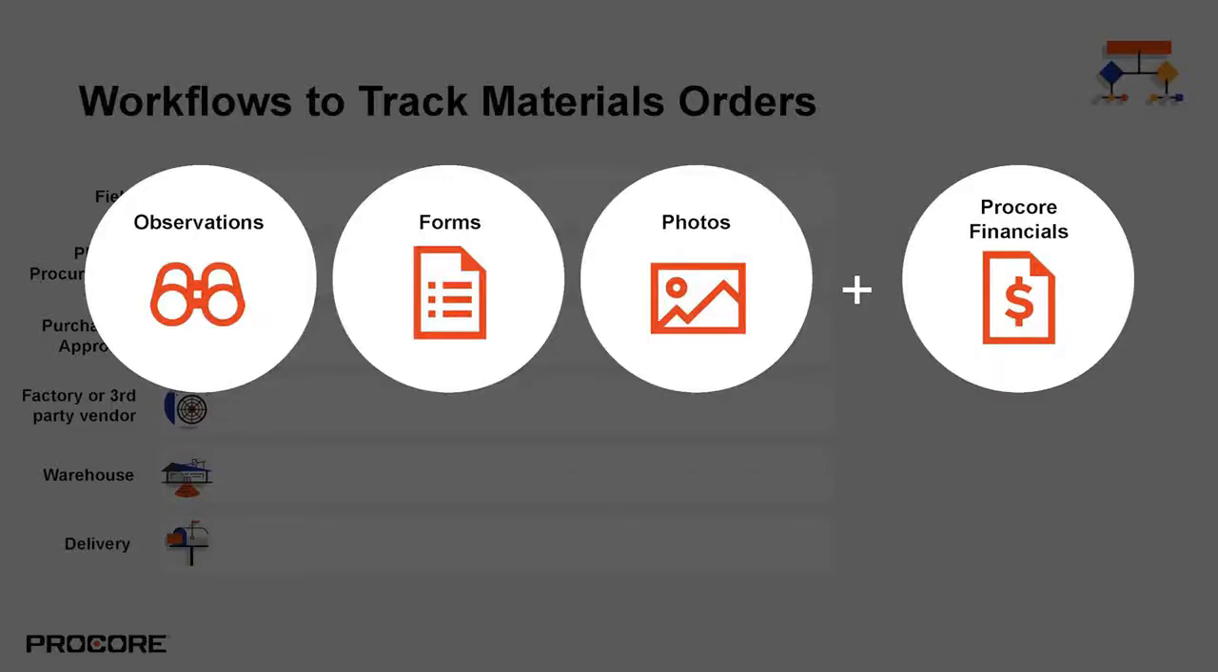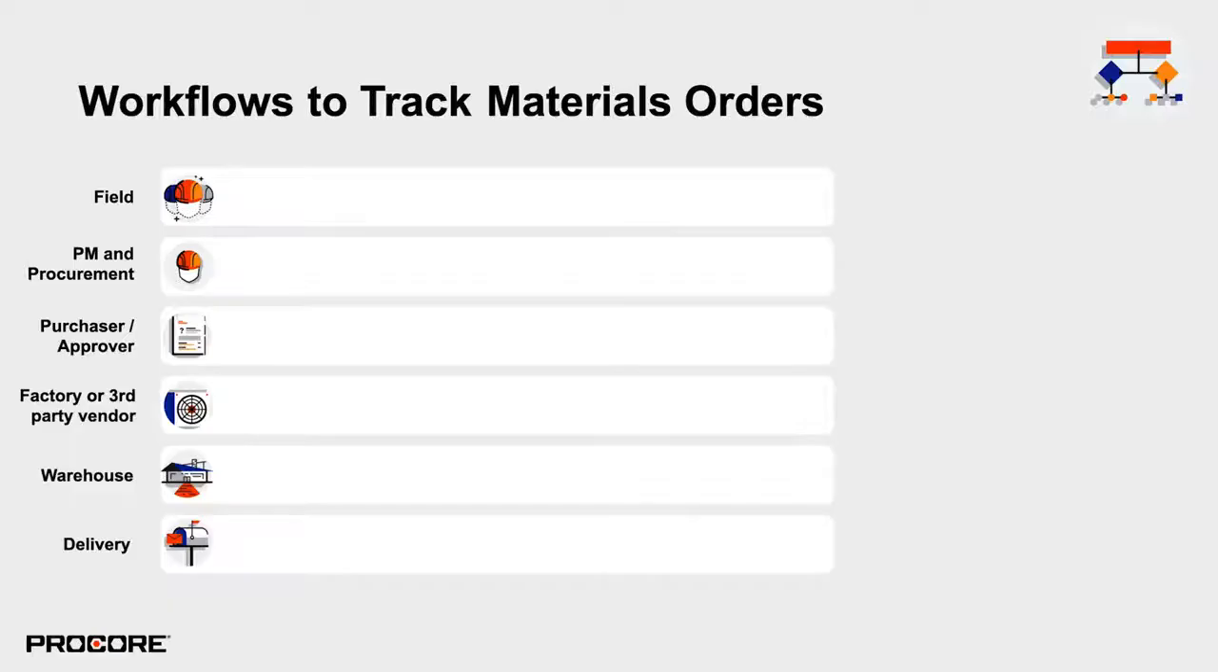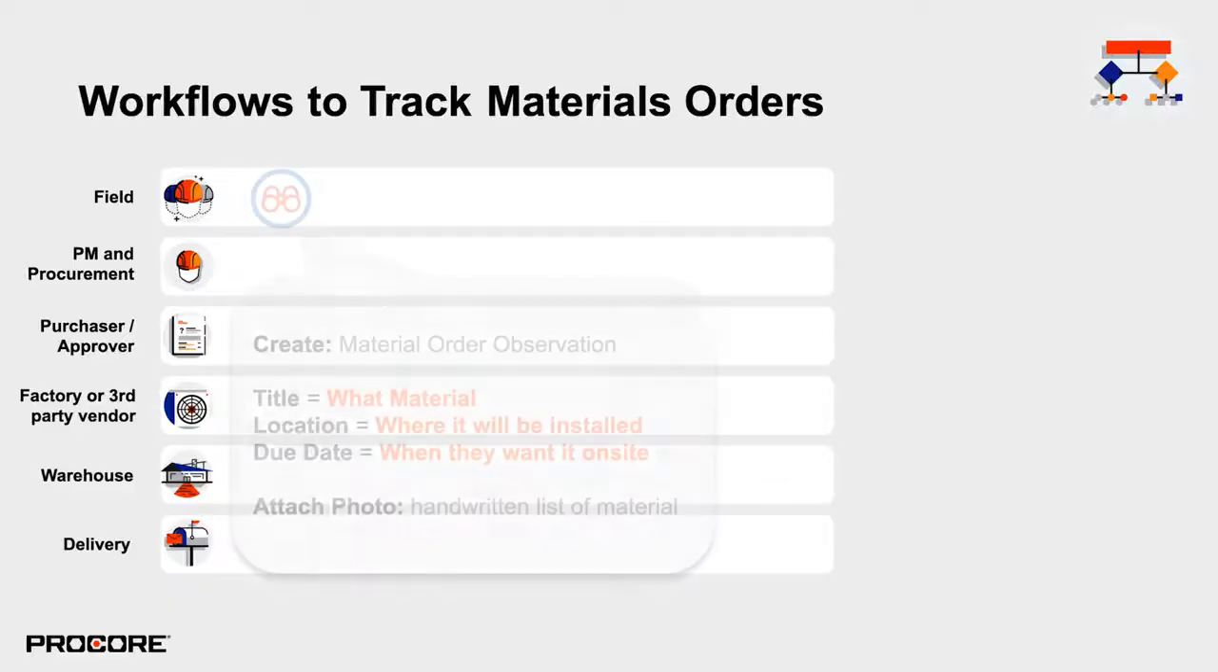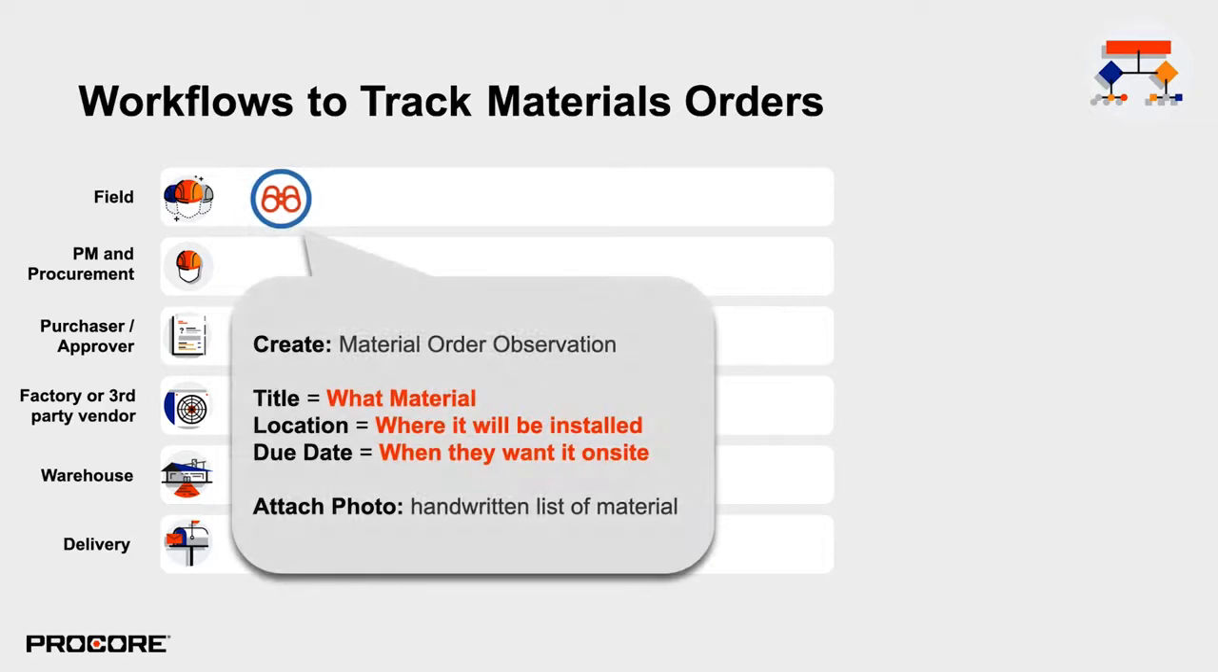In our old workflow, we would have had to sort through hundreds of emails to figure out who was right. Obviously, this is not a good use of time or is not scalable. So we looked to Procore for a solution. Using a combination of observations, forms, and photos, we now have a better process with more visibility to all parties. It starts in the field. The superintendent submits an observation, which is a list of material they need for a specific project as well as the due date.